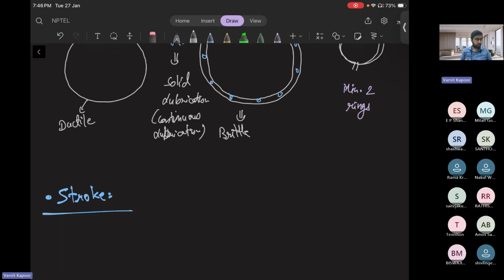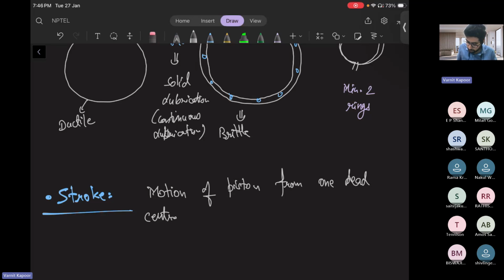What is a stroke? Stroke is basically a motion of the piston from one dead center to the other dead center. I'm not saying top dead center to bottom dead center. Either it can be top to bottom or bottom to top. So from one dead center to another dead center.